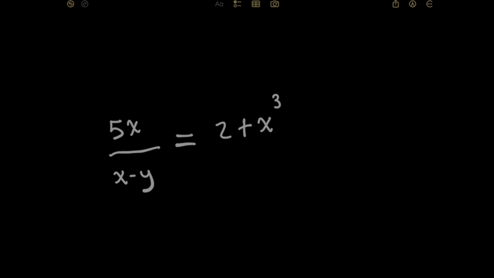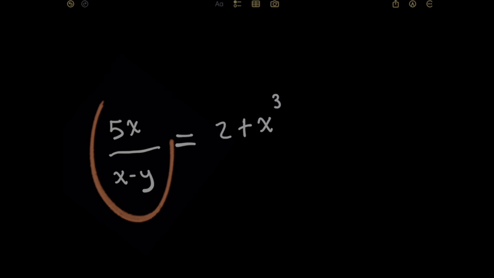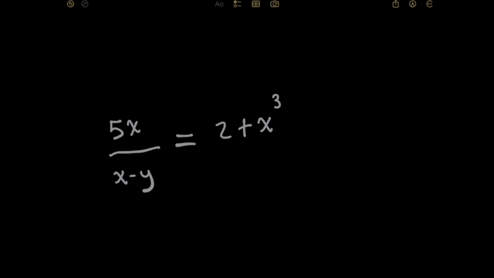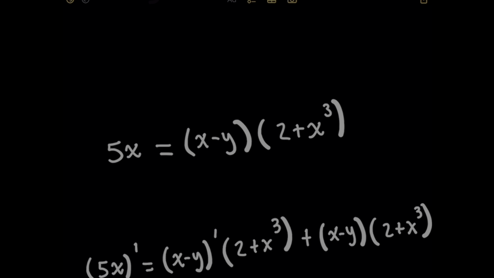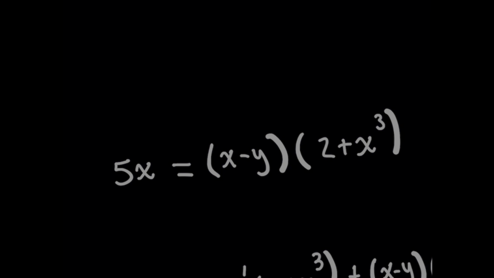For this problem here on the left-hand side, because we have this quotient, I personally don't like working with that if I don't have to. So I'm just going to multiply both sides of the equation by x minus y. And you don't have to take that approach. Let me know below if you took a different step. But this is going to leave us with 5x equals x minus y, all times 2 plus x cubed.